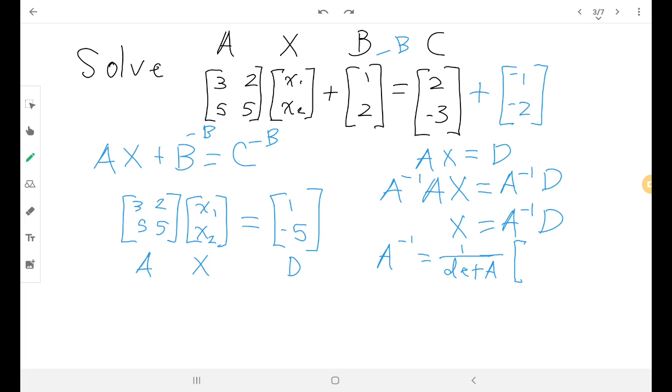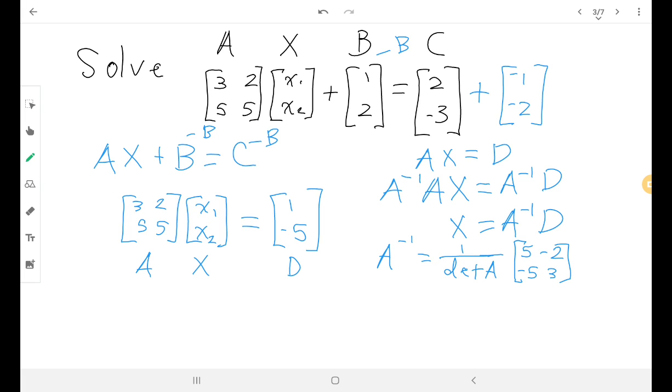So 5 goes there, 3 goes there, and then we take this diagonal and we simply make each number the opposite sign, but we keep them there.